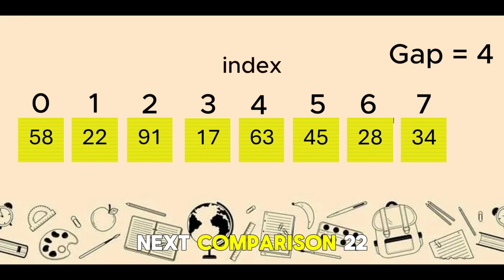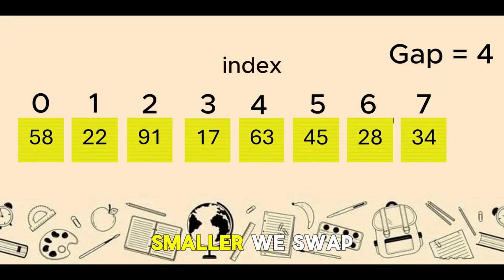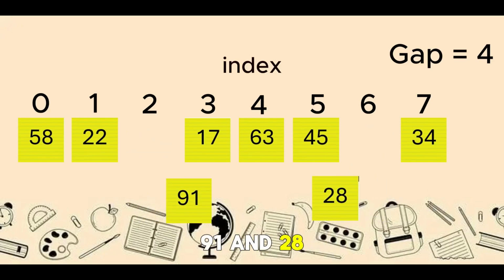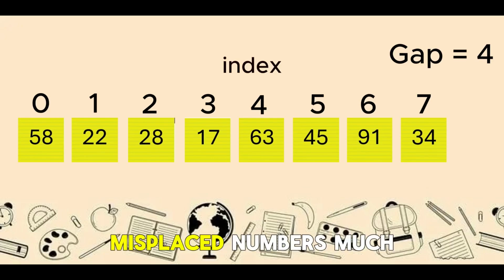Next comparison, 22 and 45. Again, these are already in the correct order. We leave them. Now we compare 91 and 28. This time, we clearly see a problem. 91 is way too big to be here, and 28 is supposed to be much earlier in the list. Because 28 is smaller, we swap 91 and 28. This is exactly what shell sort is good at, moving big misplaced numbers much closer to where they belong.